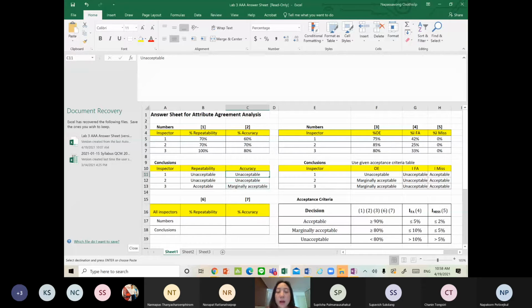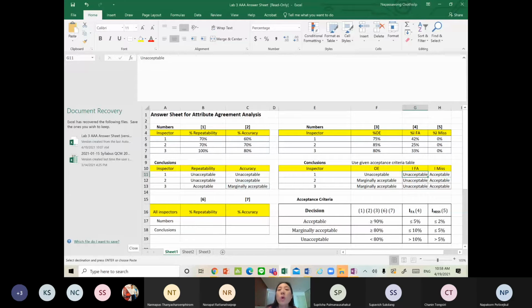If we are concerned about the accuracy, we will see that he has a problem with false alarm, but not with myths. That means he tends to reject good parts, but myth is acceptable. That means he does not pass bad parts out, right?